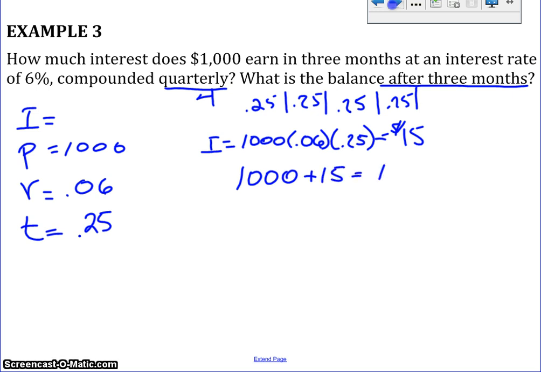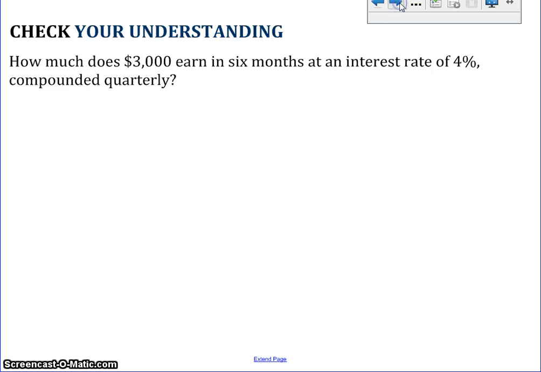Now I could go through and do this process 4 times because there's 4 quarters in a year, and I would see what it is after a year, but fortunately for us, it only asks for us to do it once. Please press pause, solve this, come back to me when you're ready.